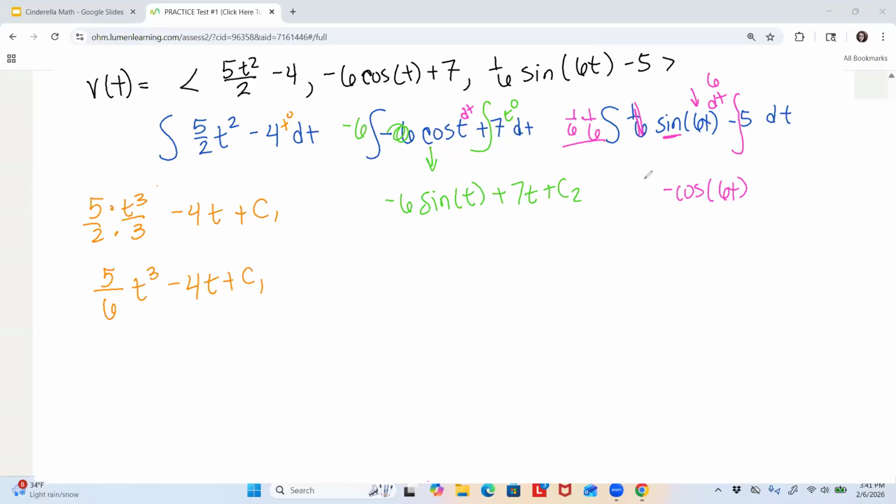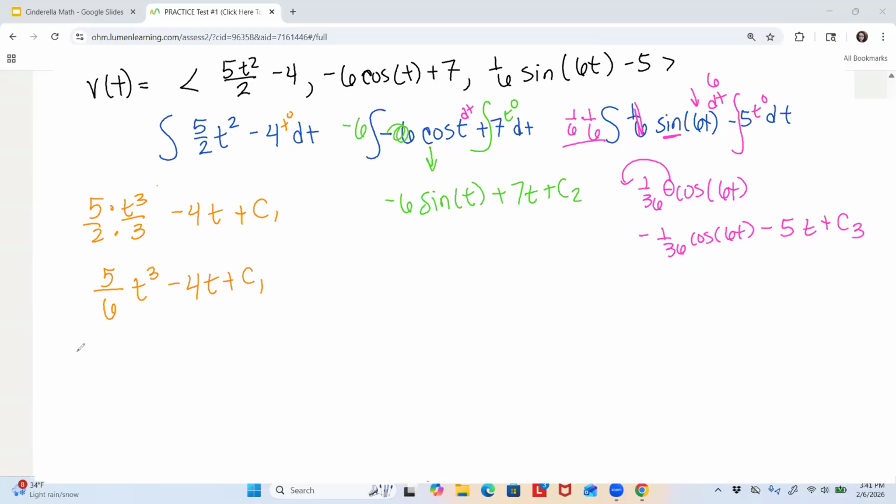1/6 times 1/6 is 1/36. The negative would look better here. So negative 1/36 cos of 6t. And then this one has t to the 0. So that's going to be minus 5 t to the 1 over 1. But again, we don't write the ones. Plus constant 3. Okay, so your integration game does need to be pretty good there. And now we're going to find all these constants.